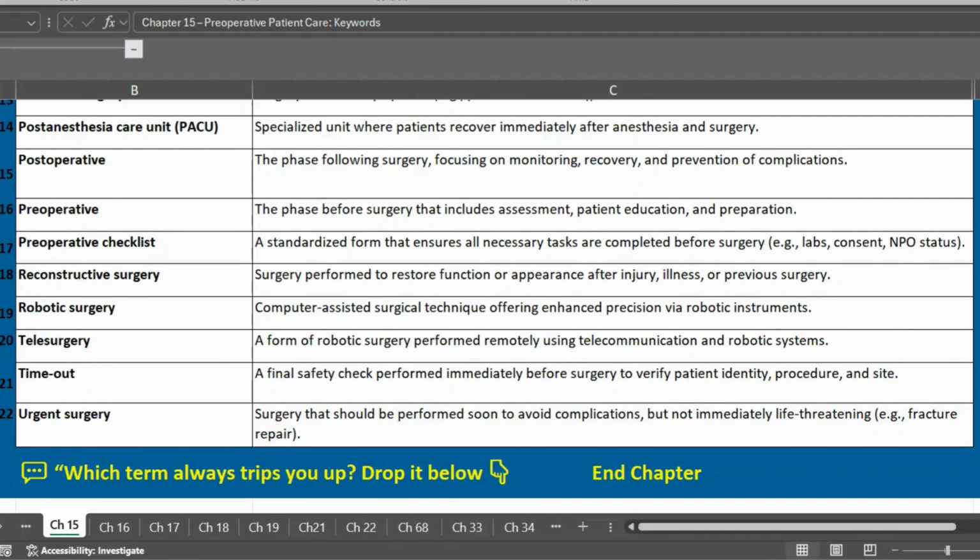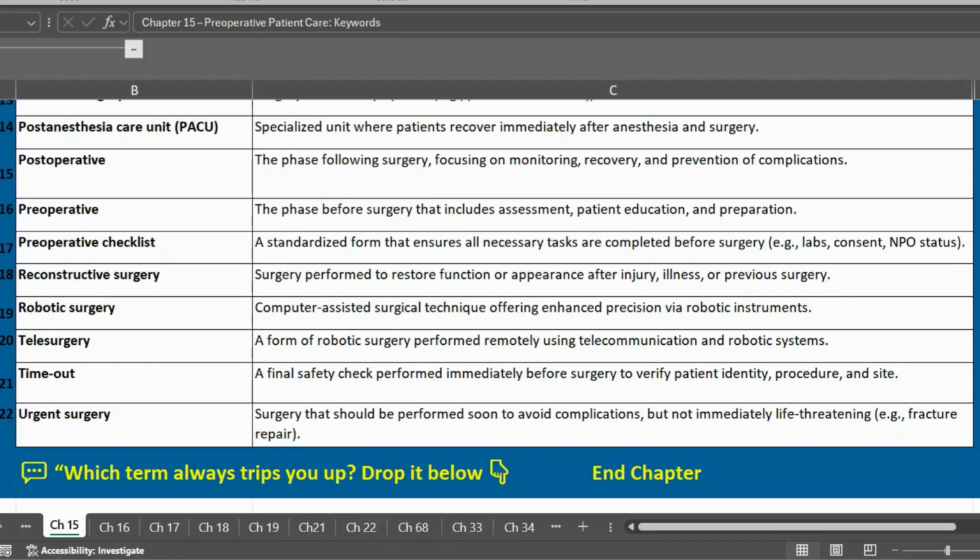Robotic surgery. It's a computer-assisted surgical technique offering enhanced precision via robotic instruments. So it's a surgery performed using robotic instruments. A surgeon controls robotic arms for precision. Telesurgery is a form of robotic surgery performed remotely using telecommunication and robotic systems. So it's a robotic surgery done remotely. A surgeon operates via computer from another location. So that was telesurgery.